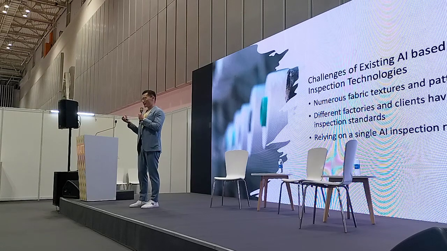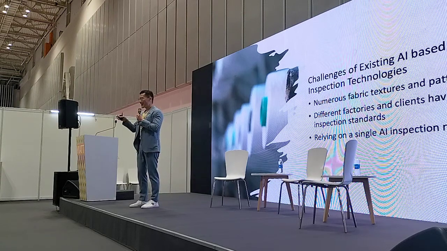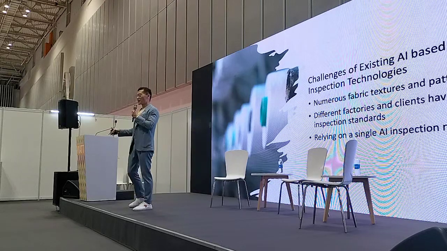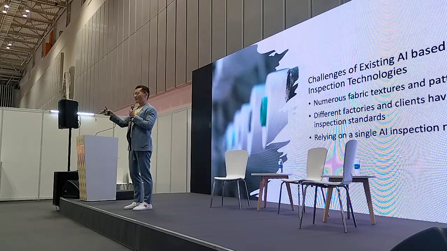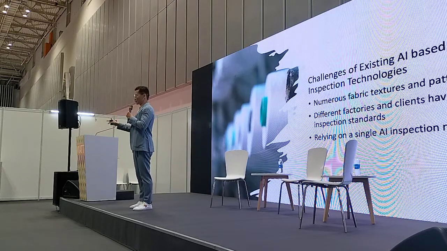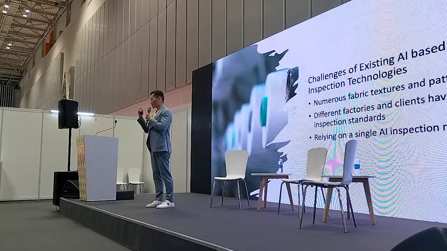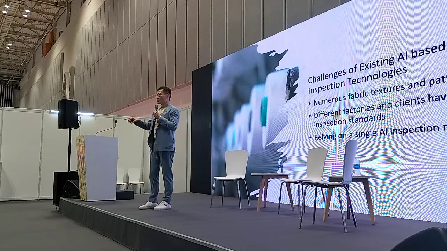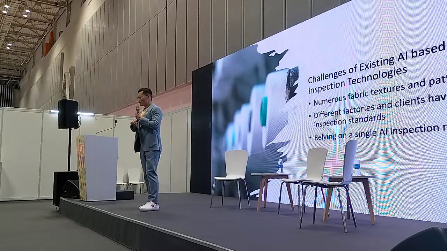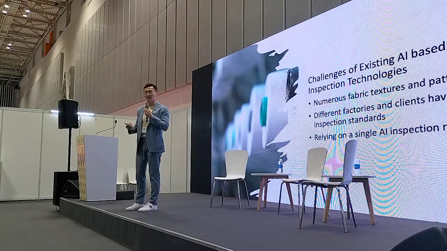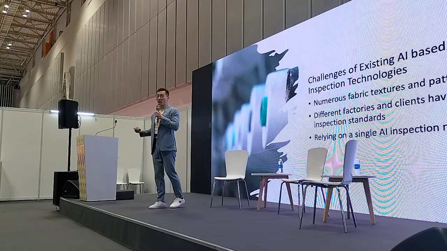For example, for the same type of defects happening on the same type of fabric structure, for this brand, they consider this is a major defect. But for the others, they don't think this is a defect. So how we can only rely on just one AI model to detect different types of fabric structures to fulfill different requirements, different inspection standards of different brands and clients is impossible.